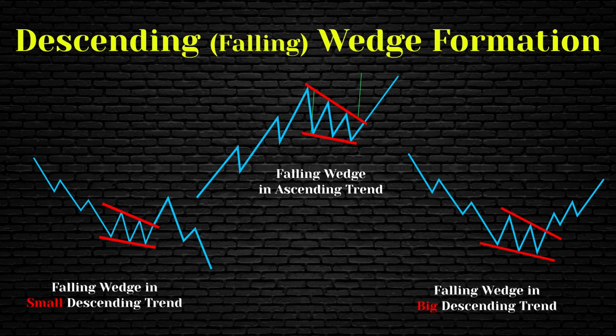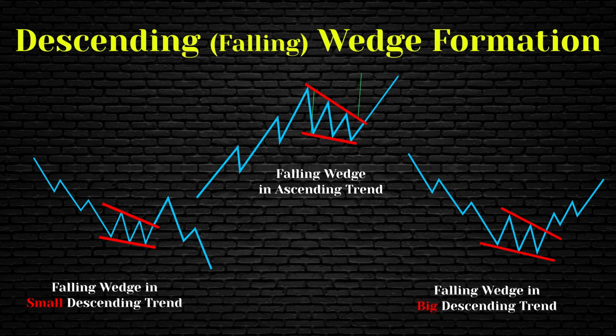Imagine a narrowing band that slopes downward and is not parallel, forming a triangular shape. This band is the falling wedge. Its initial target is the depth of the wedge, but it can be followed by even larger increases. Here are a few tips regarding this.